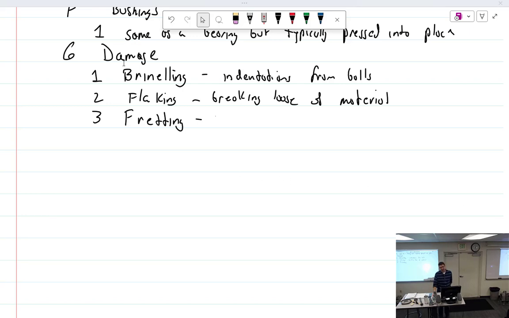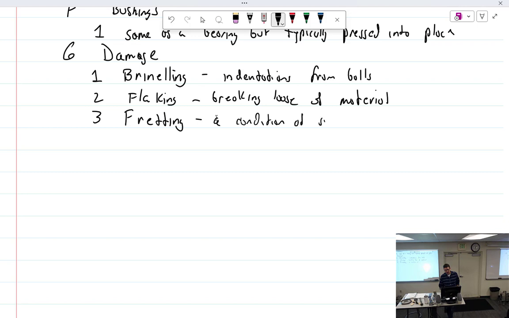Okay, we're talking about damage, the different types of damage you're supposed to know about. We had brinelling, indications from balls, flaking, breaking loose of material, fretting. We talked about fretting yesterday, which is what? The microscopic movement. A condition of surface erosion. That's a big deal.